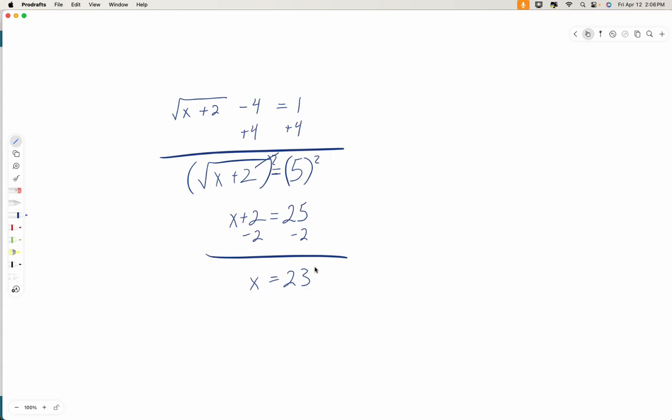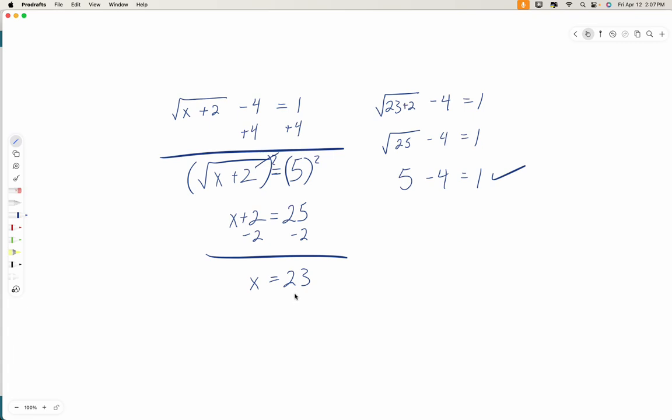Now, always check your solution. So, 23 plus 2 minus 4 is equal to 1. All right? 23 plus 2 is 25, minus 4. 5 minus 4. Yep, that's equal to 1. So x is equal to 23.